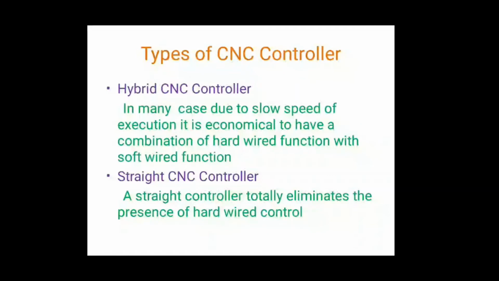Second is the straight CNC controller. A straight controller totally eliminates the presence of hardwired control, and the only hardwiring that may exist would be in connecting the controller to the machine. A fully software based controller gives complete flexibility to the manufacturing system. In this controller, they remove the wiring and use a fully software based controller, which gives greater flexibility to the manufacturing system. So these are the two types of CNC controllers.